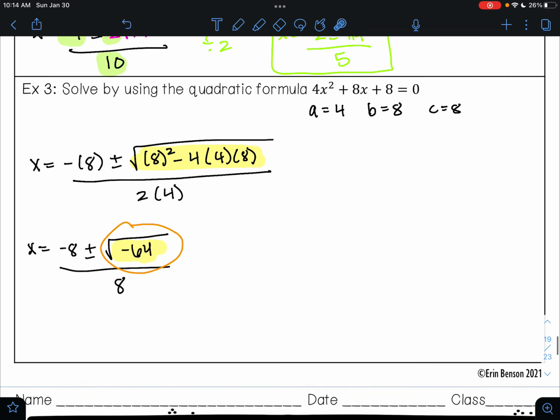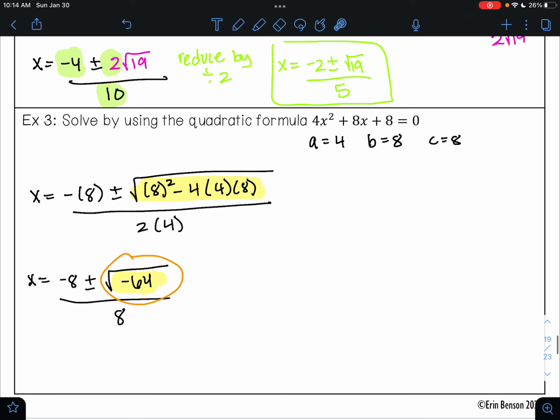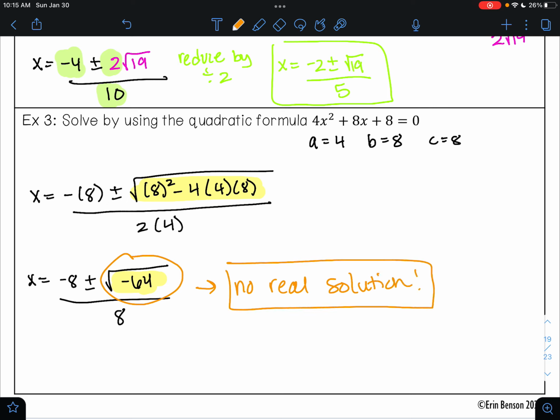If we look at this example here, for example 3, my discriminant is negative 64. What happens when your discriminant is negative? You'll have no real solution. There's nothing else that we need to do on this one. Whenever you get a negative underneath your square root symbol, you are going to get no real solution. And so then from here, you are done with this problem.